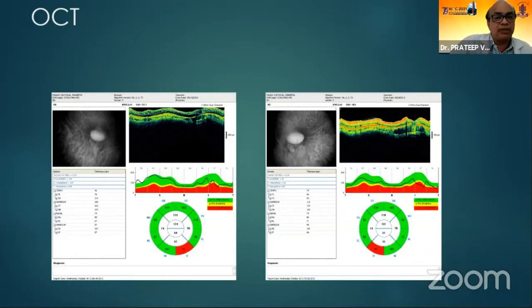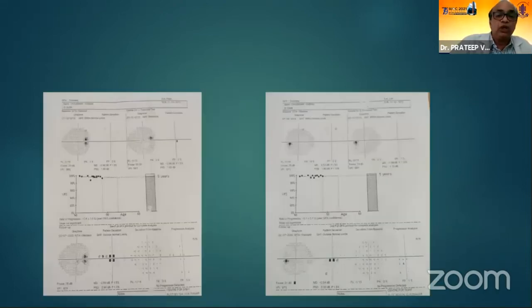No, because I personally see that this is the classical tilted disc with the inferior conus, where there is a congenital loss of the inferior nerve fiber layer bundle. So this patient should not necessarily have glaucoma.